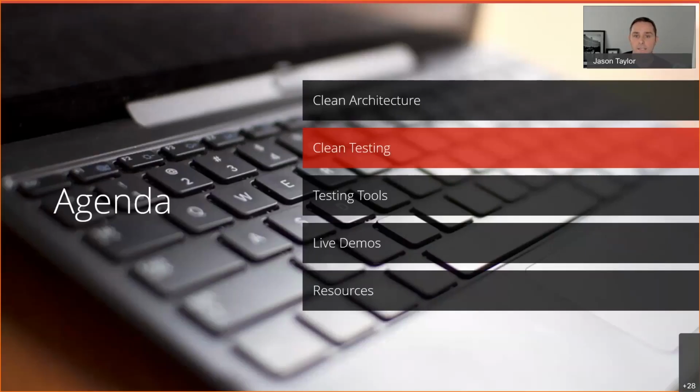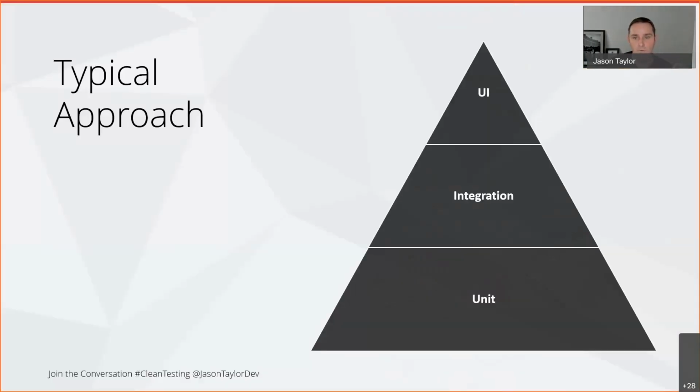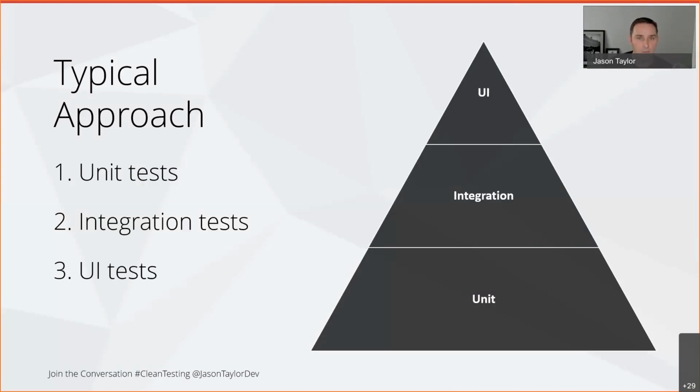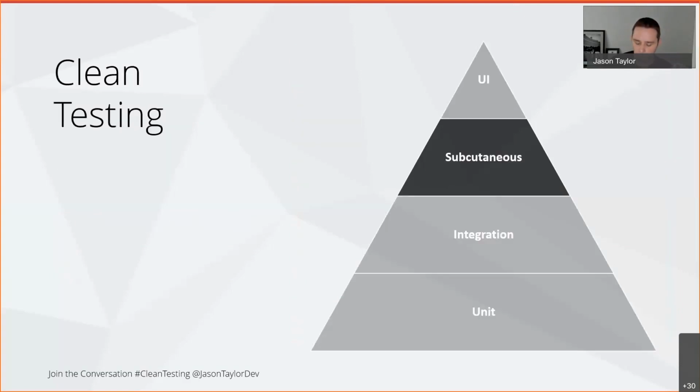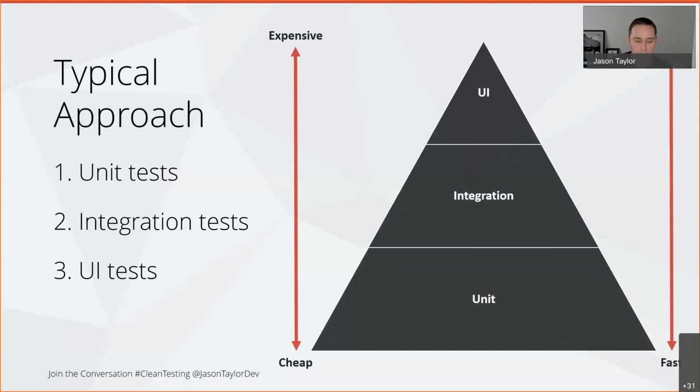Next, clean testing. Before we dive right into the details, I wanted to give an overview of the typical approach. So with the typical approach to automated testing, we have focus on unit tests, integration tests, and UI tests. No surprises there. We know that UI tests are the most expensive to create and maintain, and that they're also the slowest to run. We therefore minimize the amount of UI tests that we create. In the middle, we have integration tests, and at the bottom, we have our unit tests.